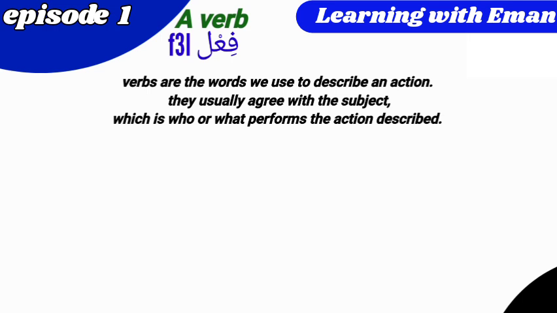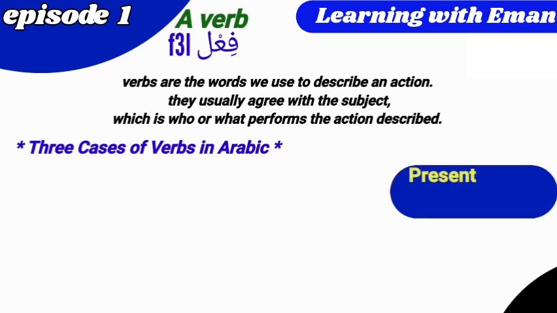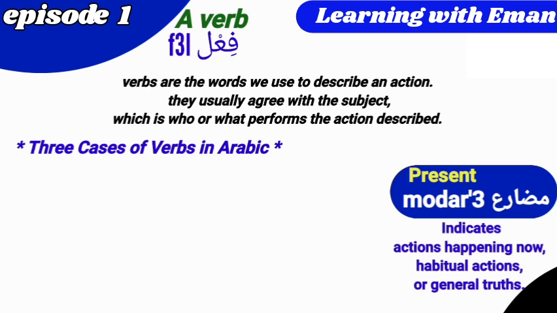Basically, every sentence needs a verb to be complete, and this is why it's so important to get them right when learning a foreign language. This includes using the right tenses. Every verb in Arabic has three forms. Present مضارع, indicates actions happening now, habitual actions, or general truths.